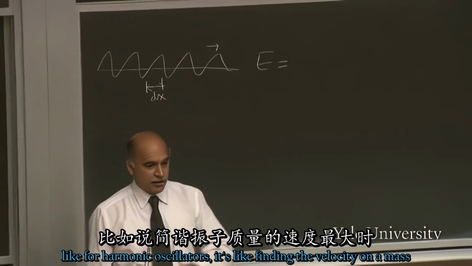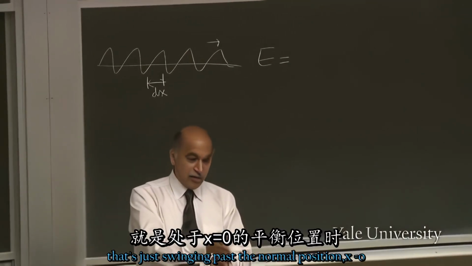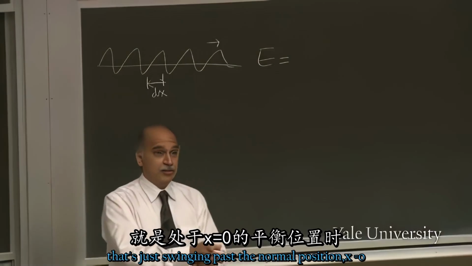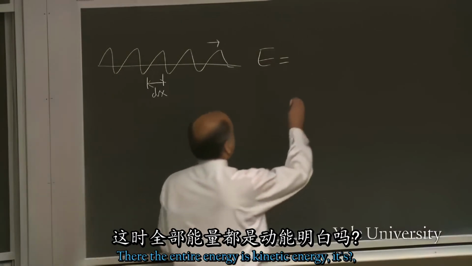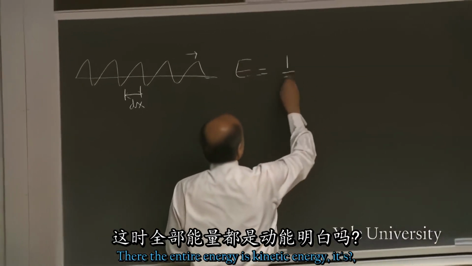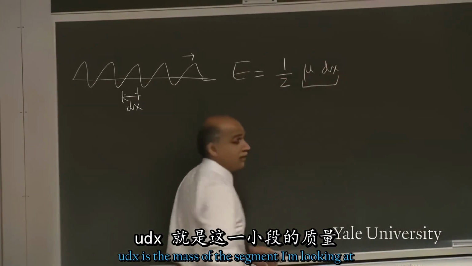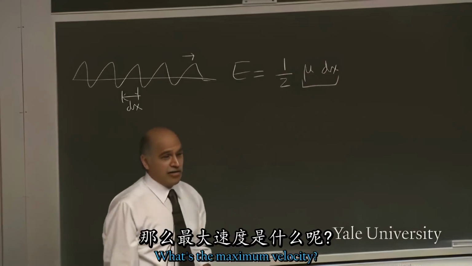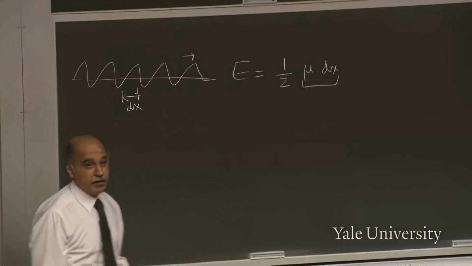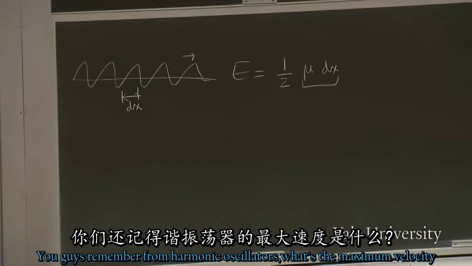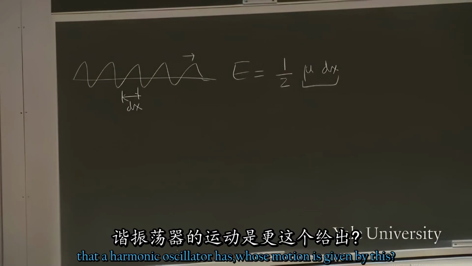Like for a harmonic oscillator, it's like finding the velocity when the mass is just swinging past the normal position x equal to 0. There, the entire energy is kinetic energy. It's 1/2 mu dx, where mu dx is the mass of the segment I'm looking at. What's the maximum velocity? You guys remember from harmonic oscillators, what's the maximum velocity that a harmonic oscillator has, whose motion is given by this?